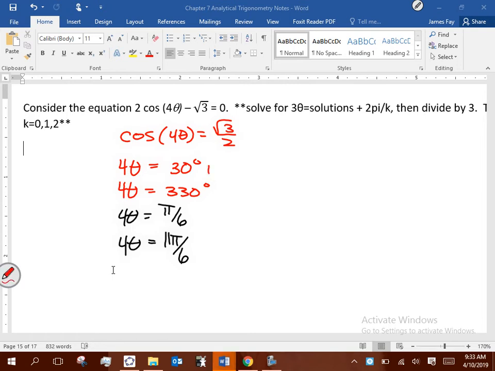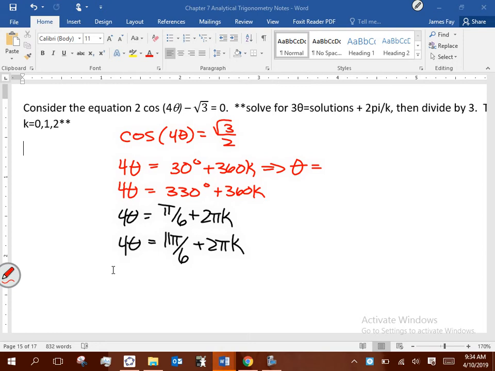Add to this 360k. Add to this 2 pi k. If I was doing this with tangent, what would I be adding to it? Just pi k. Okay. So now, go through and solve for theta, right?